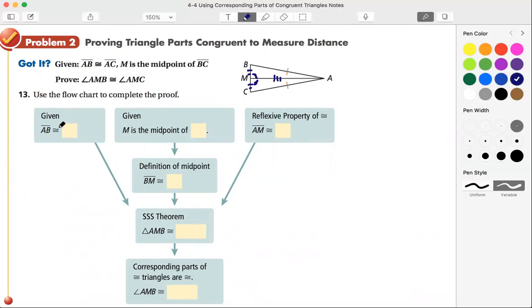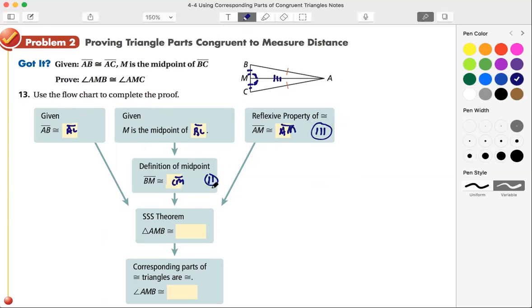So I'm given AB is congruent to AC. I'm given M is the midpoint of line segment BC. And I'm given AM is congruent to AM, reflexive property. Now, since M is the midpoint, definition of the midpoint creates two congruent segments. So I know BM is congruent to CM. That's what I marked on the diagram there. So this is my 3 tick marks that I marked. This was the 2 tick marks that I marked.